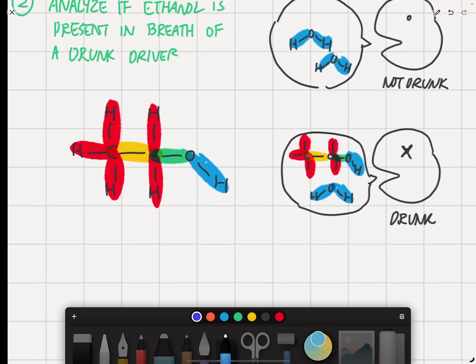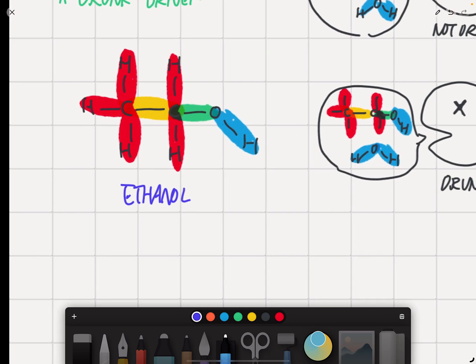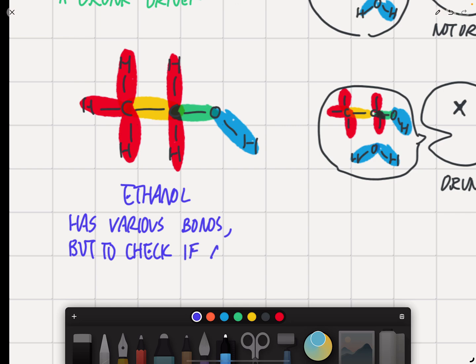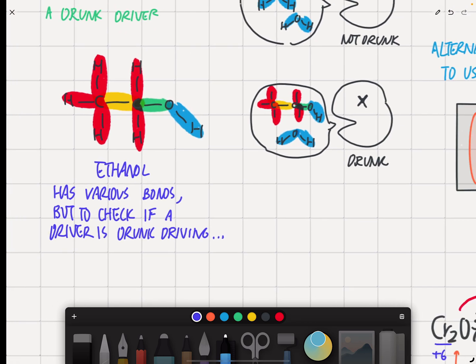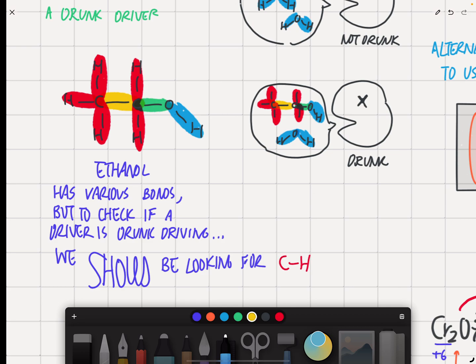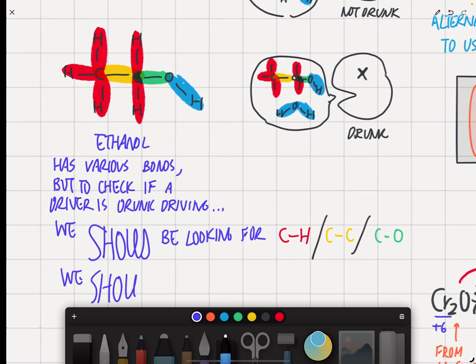So the conclusion here is, you see this is the structure of ethanol. Ethanol has various bonds, but to check if a driver is drunk driving, it's wise to be looking for CC bonds or CH bonds or CO bonds rather than OH bonds. So we should be looking for CH or CC or CO, and we should not be looking for OH bonds.